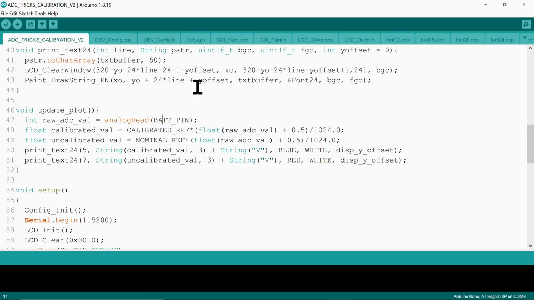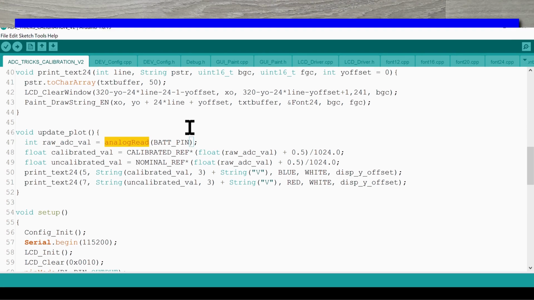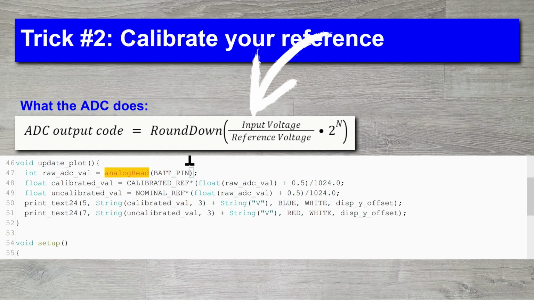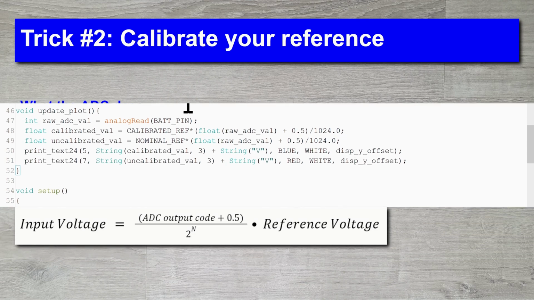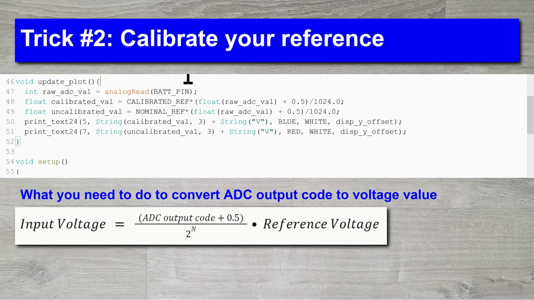Now let's go back to the Arduino IDE to look at how these two equations are actually used. Welcome back to the Arduino IDE. Now, every time we call this analog read function here, the ADC will do what it does and perform this equation here. That is not something that we can change. What we can change is how we convert that ADC output code back into the voltage value that we can understand. And we do that in these two lines.